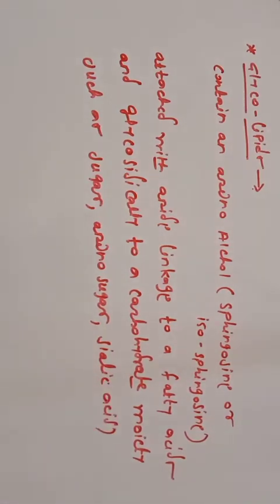So what is this glycolipids? They contain an amino alcohol such as sphingosine or isosphingosine attached with amide linkage to a fatty acid and glycosidically to a carbohydrate moiety such as sugar, amino sugar, and sialic acid.